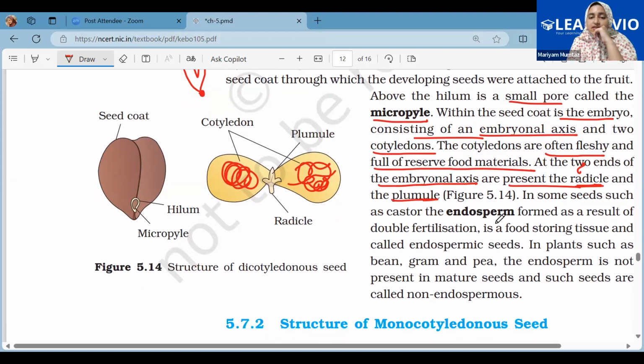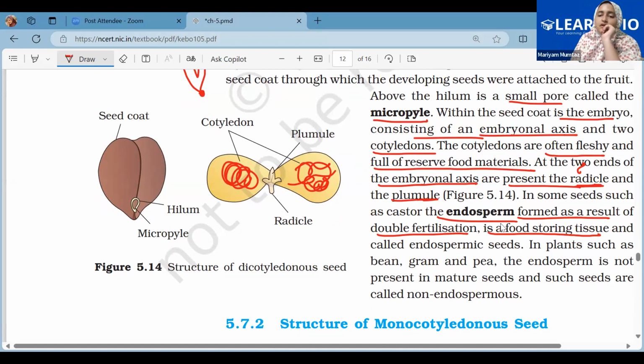Now, in some seeds, such as castor, the endosperm formed as a result of double fertilization is a food storing tissue. Don't worry about double fertilization. You don't have to study it in this class, I mean, in class 11. But remember that a structure called endosperm is found in castor seeds.